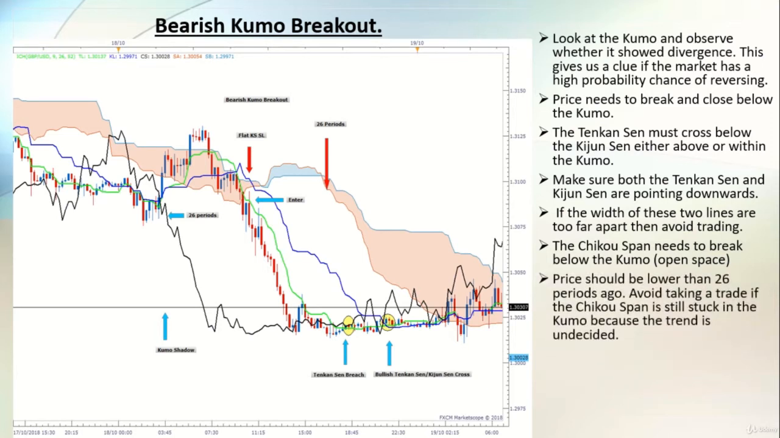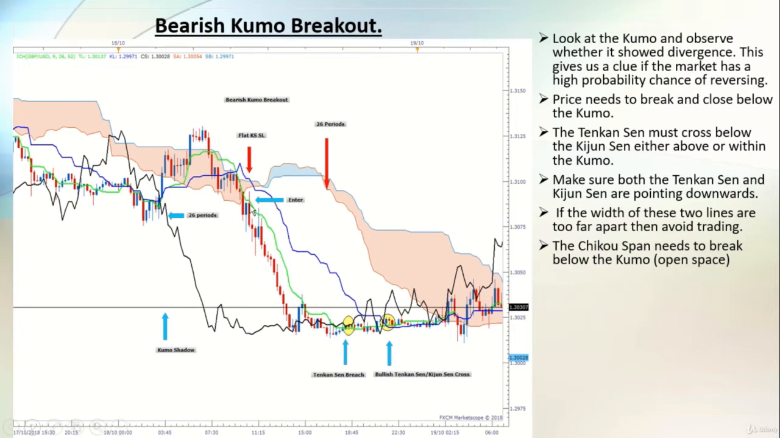Then we should look at whether price is lower than 26 periods ago. Avoid taking a trade if the Chikou span is still stuck in the Kumo because the trend is undecided. So when we took this trade over here, we should look at 26 periods ago. Where was 26 periods ago? It was over here. So price was away from the candlesticks. It was in open space.